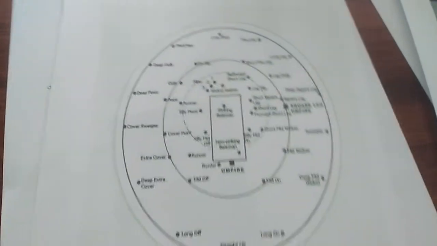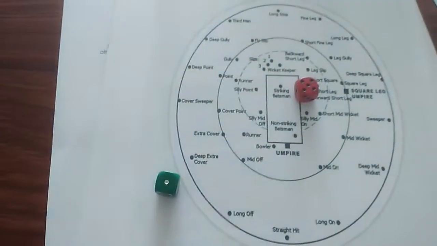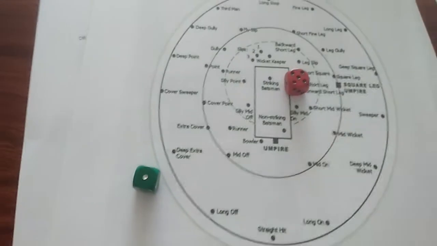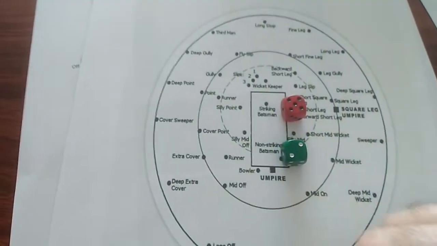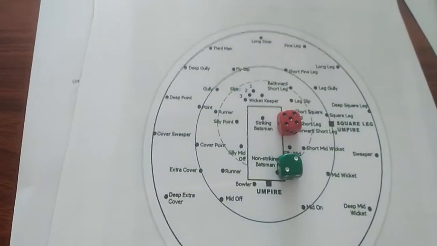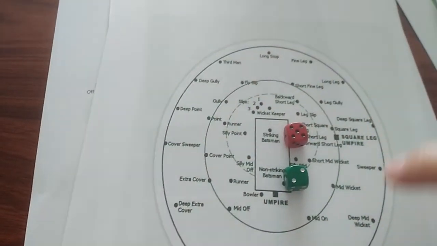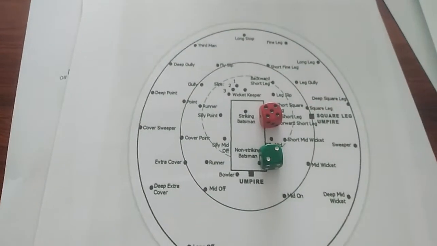This diagram shows the fielding positions, which I'll go through a little bit in a second. We have the striking batsman. You see there it says striking batsman, and you see the non-striking batsman. So the bowler runs in. He delivers the ball. You hit the ball somewhere in the field. It hasn't gone to the boundary. It hasn't gone over the boundary.